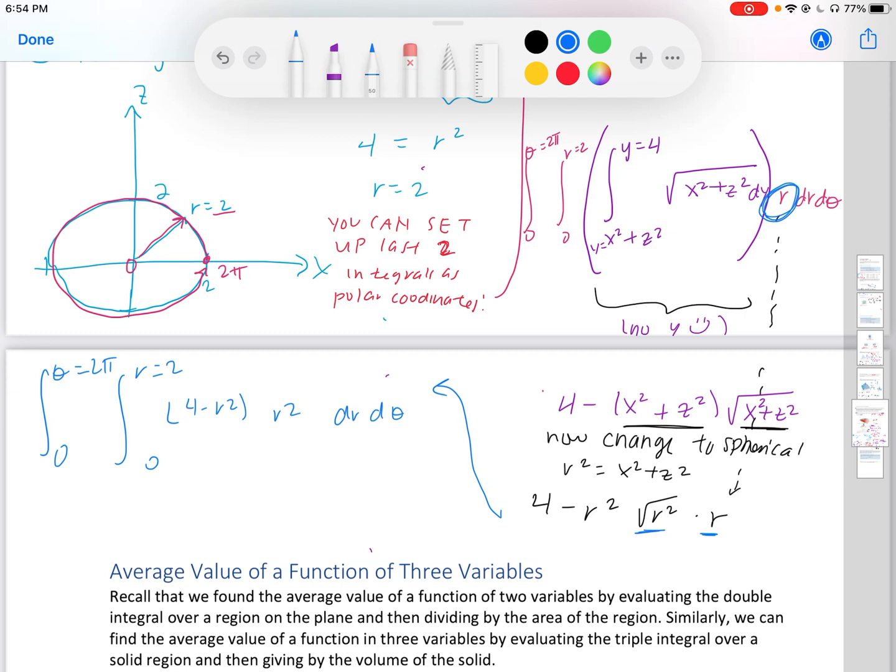And then we can finish our integration. Now I'll let you finish this one, just like all these problems. You should get 128 pi over 5.